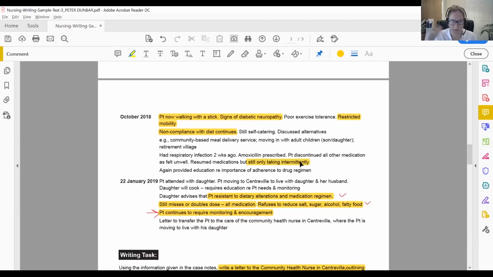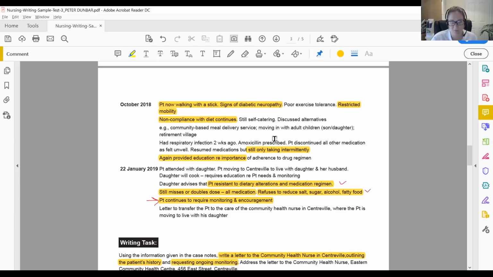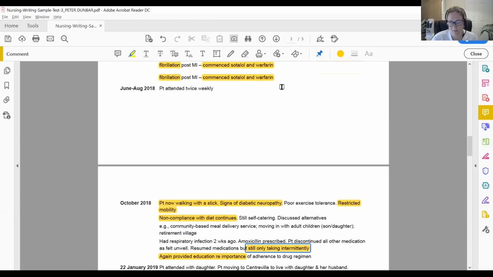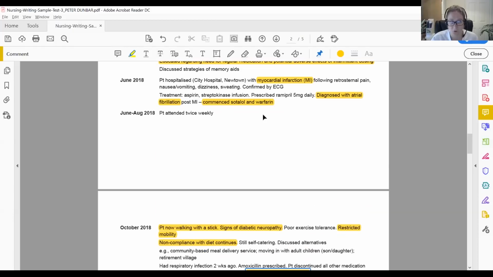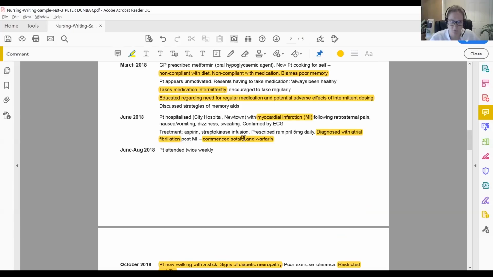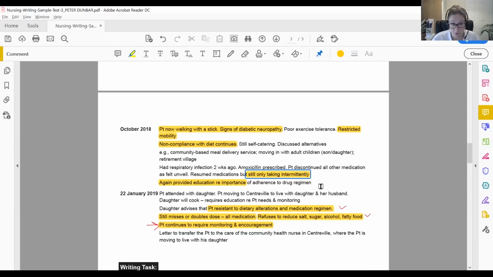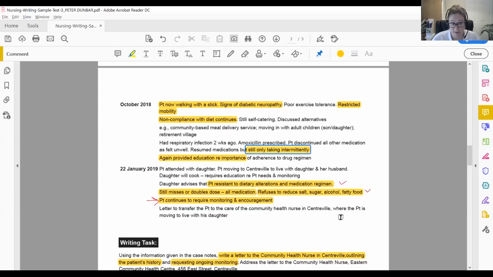So we've got a recurring theme here. And again, he's being provided education regarding the importance. So we might want to mention that as well: despite all this education and reinforcing of how important it is, he still continues to take it intermittently. We've got that written quite a few times, so we might want to consider that when summarizing the case notes, to not repeat it too many times, but perhaps suggest that this has been going on for a long time. So we've got quite a few things here to include.